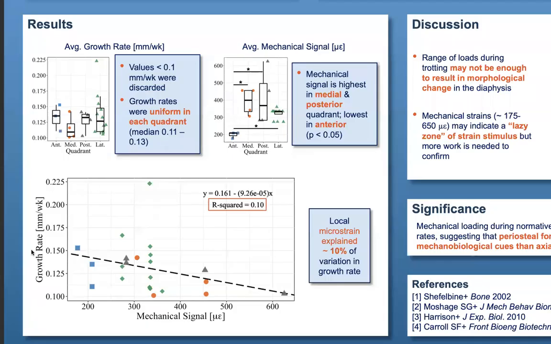Now, looking below at the relation between growth rate and mechanical signaling, we first created a linear mixed effects model using the microstrain as our fixed effect and the subject, or our foals, as the random effect. And after doing so, we found that the local microstrain explained roughly 10% of the variation in growth rates. This, you can see, was calculated using our marginal R-squared value.